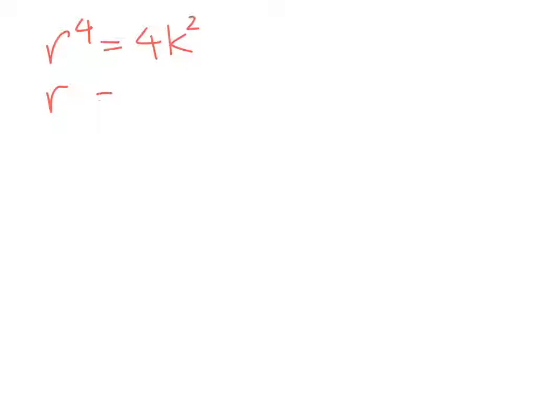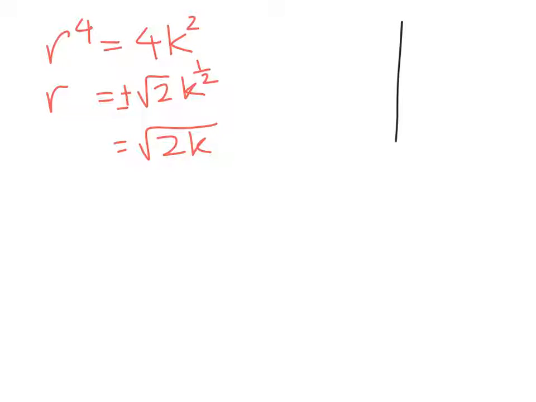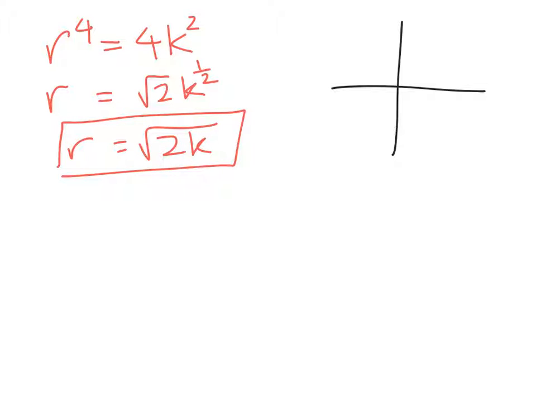That gives us r is equal to the square root of 2 times k to the half, which is just root 2k. Now, hopefully some of you are looking at that and going, oh, she's made a mistake. She's left out the plus or minus. So I want to talk about why it's okay to leave the plus or minus out here. That's because in this context, the modulus has got to be a positive number. So it's fine to just ignore the negative square root. In fact, it's correct to ignore the negative square root. So we just get r is equal to root 2k.